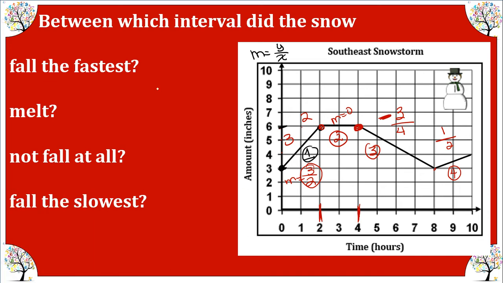So the way that you will write your answers, we could name these interval 1, 2, 3, and 4, or we can do it by hour. So it fell the fastest between hours 0 to 2, interval 1. It melted the fastest between hours 4 and 8, and it didn't fall at all between hour 2 and 4. And then it fell the slowest between hour 8 and 10.